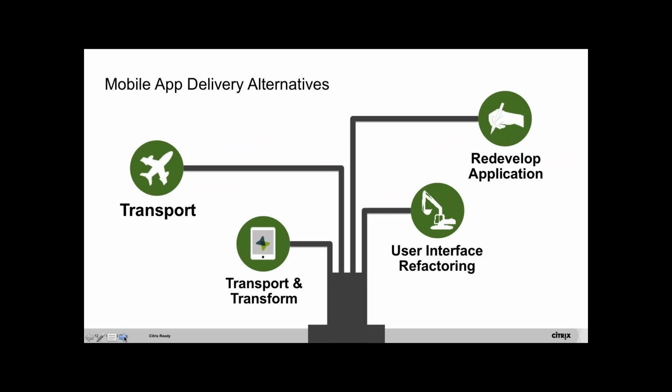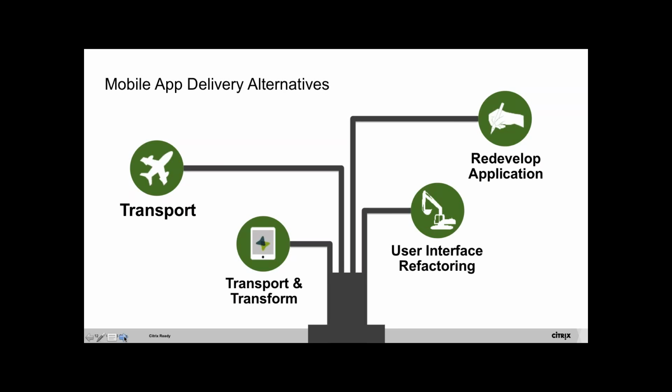So of course, a very common alternative you hear a lot about is redeveloping the application. So we'll talk about the different scenarios involved in redeveloping the application and what the costs are and when that makes sense. And then we'll talk about a new technology that came out in the last few years, user interface refactoring or app refactoring. We'll talk about some of the things involved in the decision with doing that. Then of course transport, which is transporting your existing apps to mobile devices.